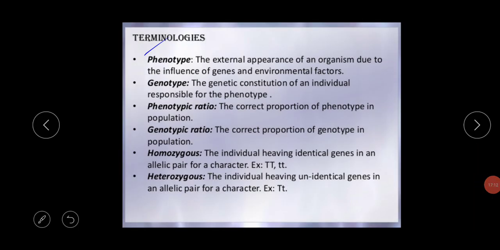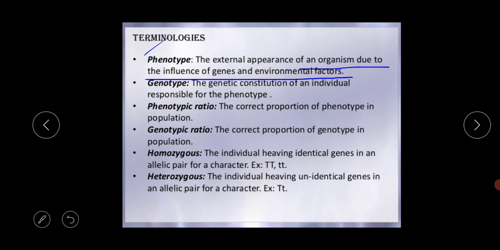What is the meaning of phenotype? This is the external appearance of an organism due to the influence of genes and environmental factors. As I have already told you, it is what you look like. Our external characteristics, the outer characteristics, like my skin color, my hair color, my eye color, what you can see from the outside.